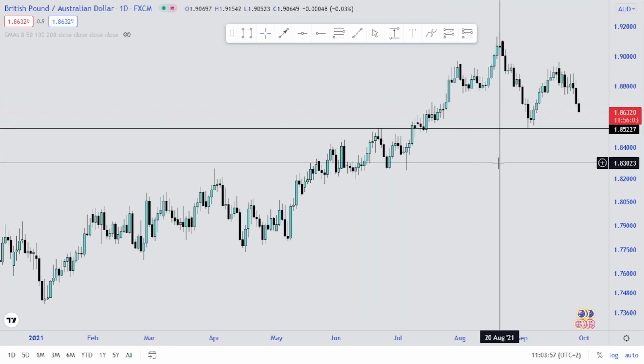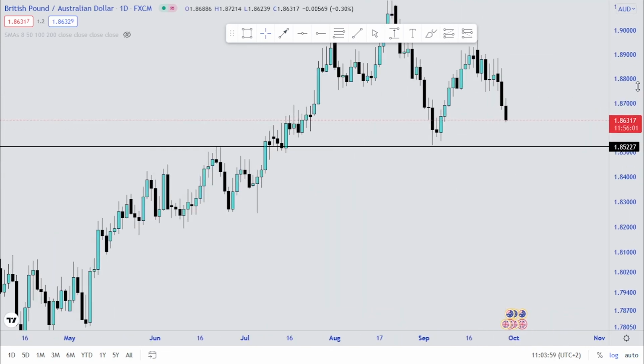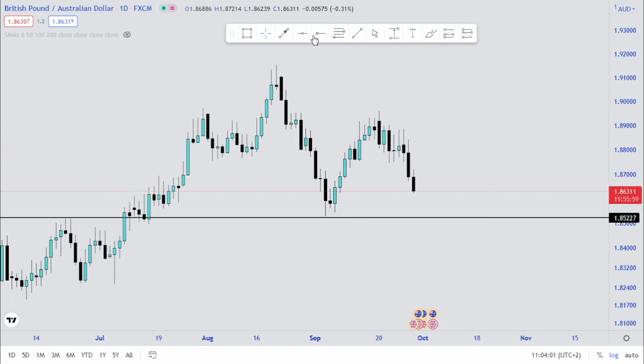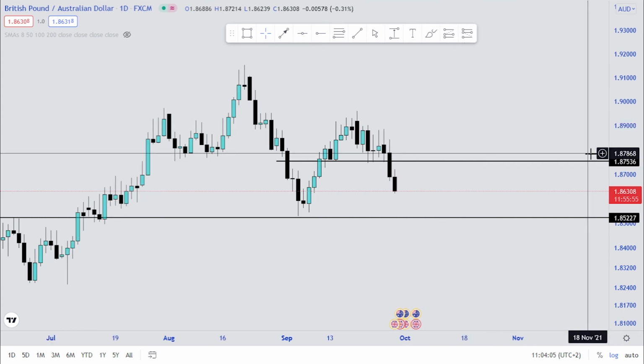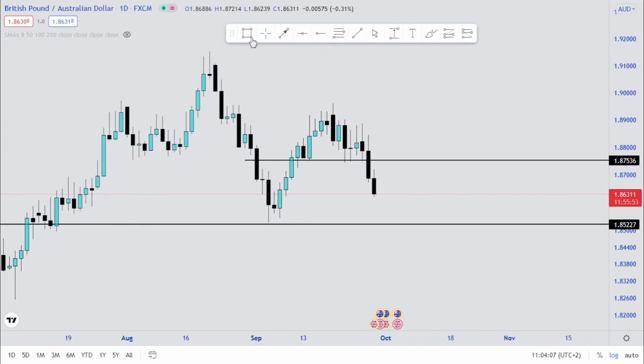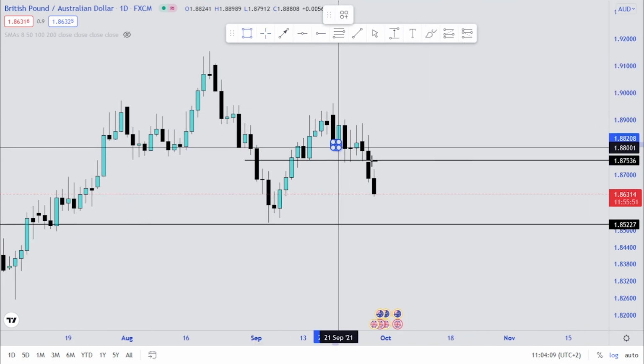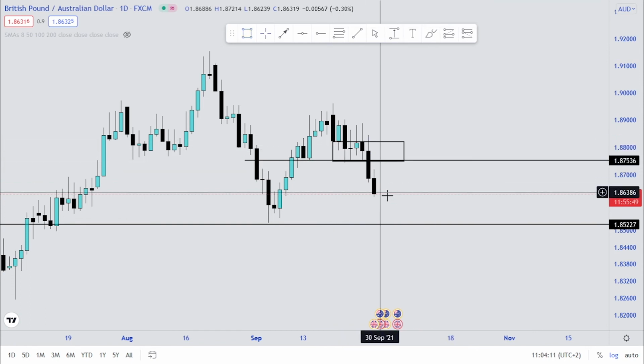Okay, so what I can see right now on my daily time frame is that we did break out of this structure. You can see this box range right here. Let's just mark it, this box range. We did break out of this box range, right?